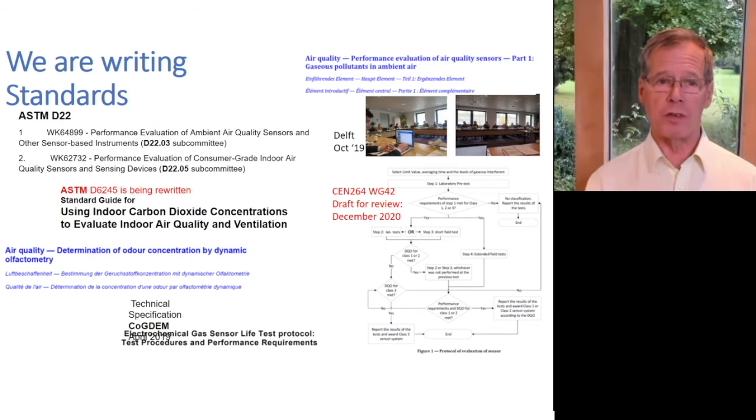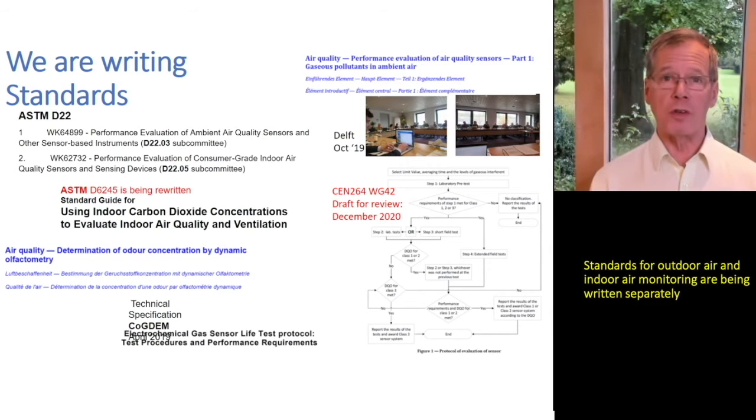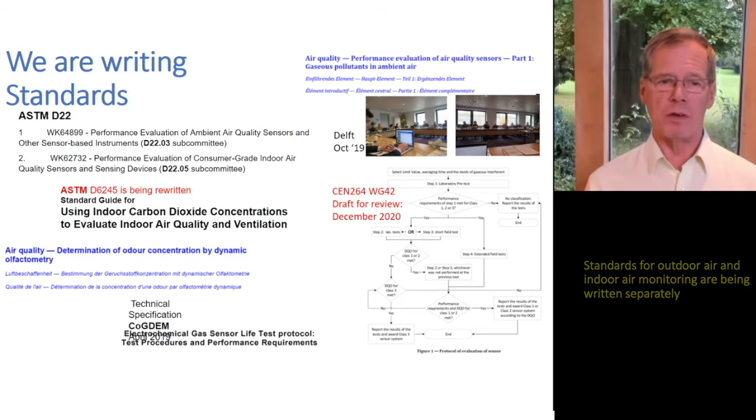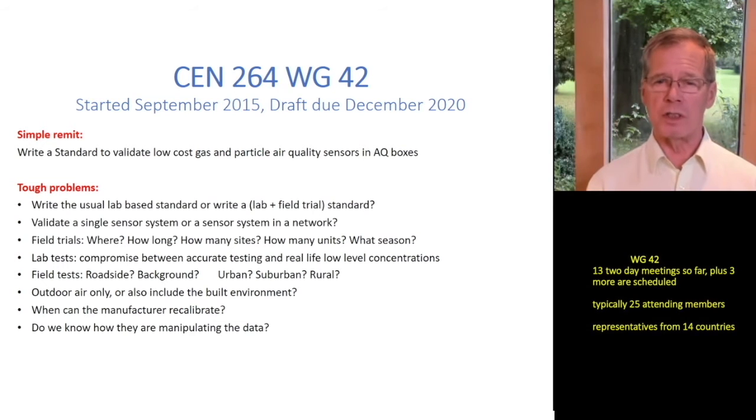But we're writing standards. ASTM Group D22 is working on two different standards and has just written one for carbon dioxide. Over in Europe, CEN TC 264, Working Group 42, has been writing for 5 years a draft standard specifically for measuring and validating low-cost air quality sensors, and we are submitting in December a very long and very difficultly written standard. The simple remit, our scope: write a standard to validate low-cost gas and particle air quality sensors.